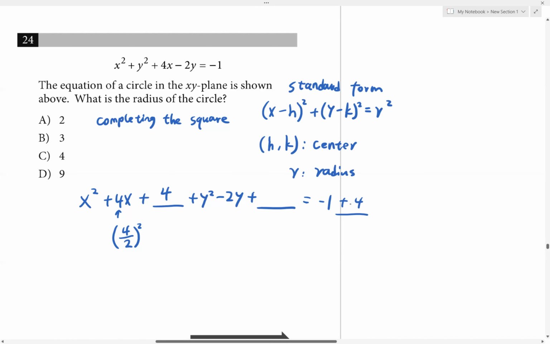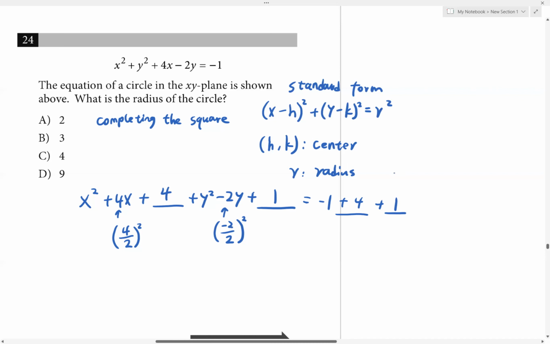Similarly for the y's, we take the number in front of y, which is -2. We divide it by 2, and we square that. Always divide by 2 and then square it. So -2 divided by 2 is -1, and -1 squared is +1. So we add +1 there. And don't forget to add +1 on the right.